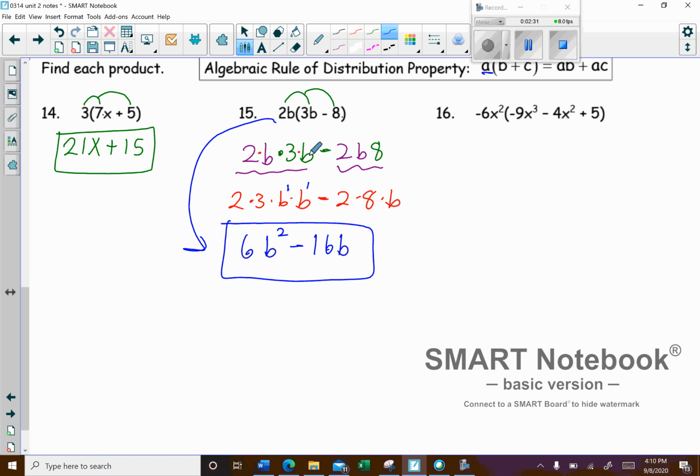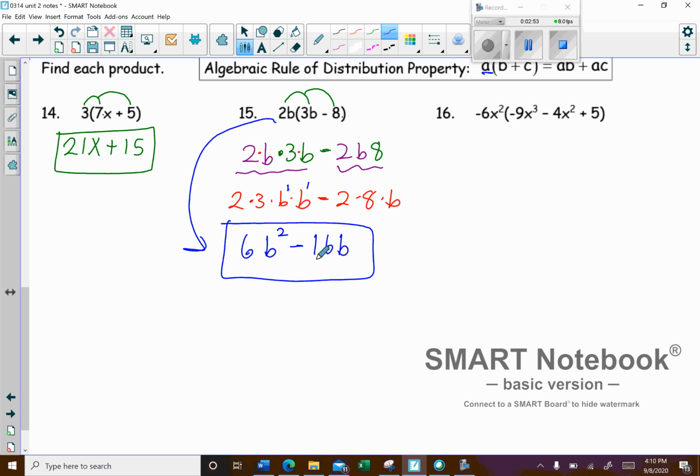I'll probably show quite a bit of work on my next one. But see, it's just 2 times 3 is 6. B times b is b squared. 2 times the minus 8 is minus 16, and then the b is getting multiplied also, which you just tack it on at the end right there. So if you're comfortable with that, that's fine. Not a big deal.